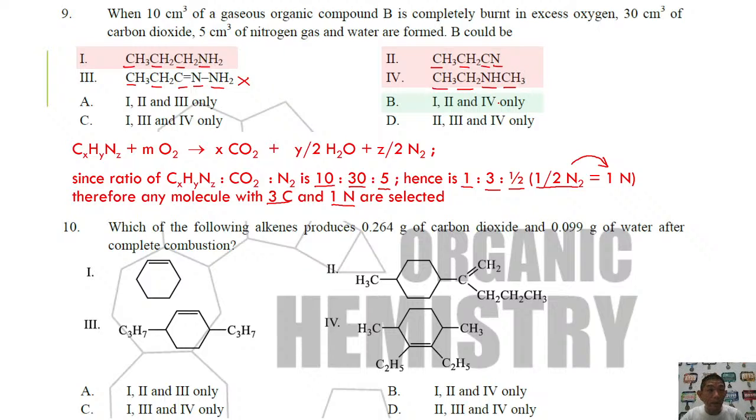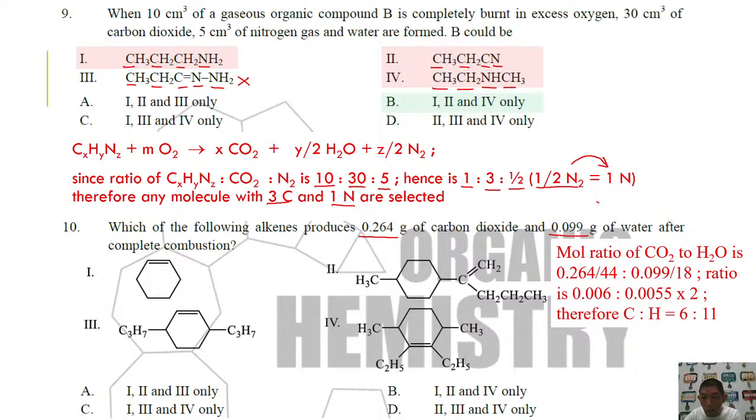Okay, so that is for number 9. As for number 10, which of the following alkenes produces 0.264 gram of carbon dioxide and 0.99 gram of water after complete combustion? Let's together find out the ratio of the carbon dioxide and water. That means we can find out eventually the ratio of C to H, and then based on the empirical formula, you can try your best to deduce which is the possible structure of the substance.